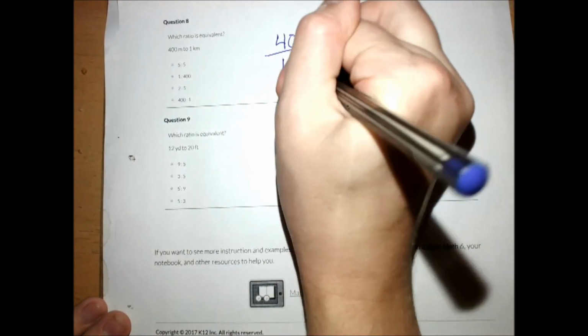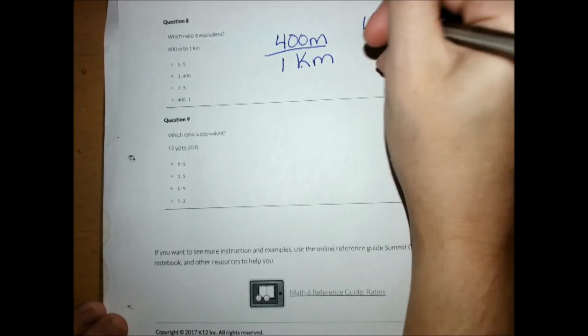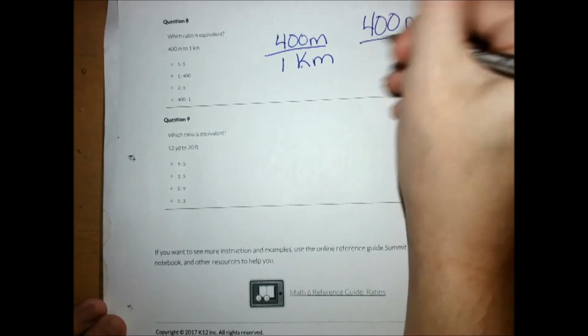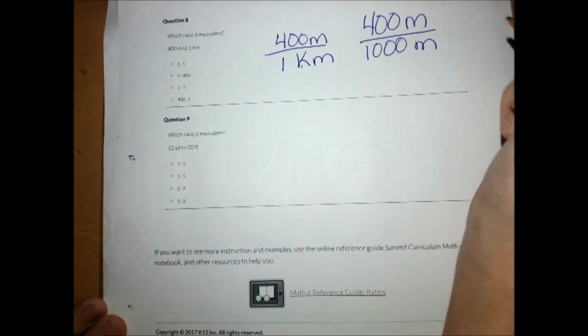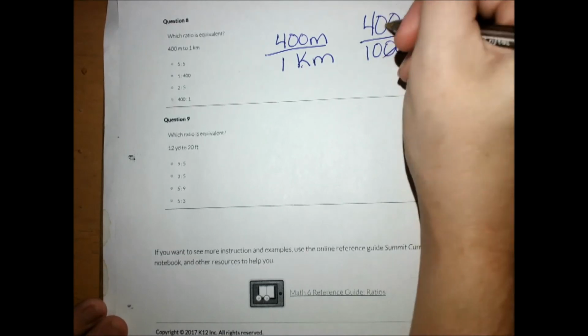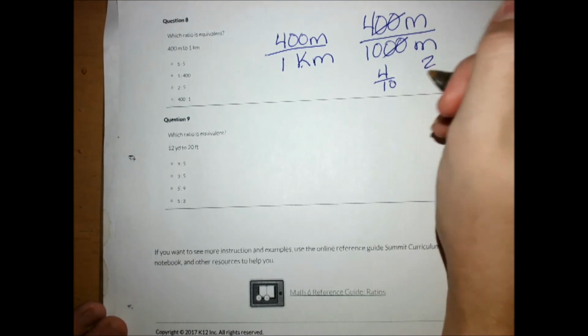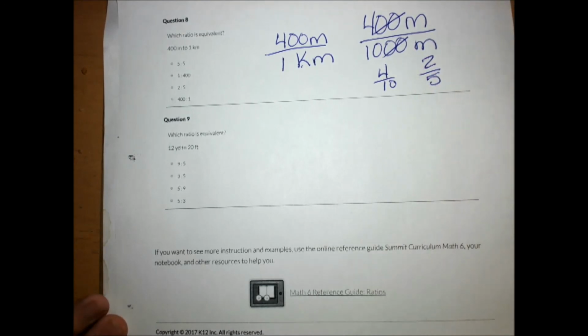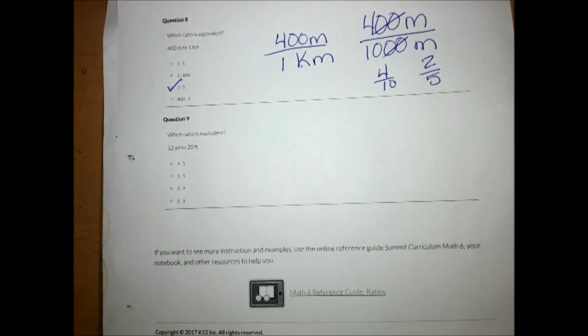Number 8, which ratio is equivalent? So I've got 400 meters to 1 kilometer. Now I have to change 1 kilometer to meters. And I know that the equivalent of 1 kilometer is 1,000 meters. So now I can simplify that to 4 over 10, or simplify that even further to 2 to 5. Okay, so I know that that is my answer.